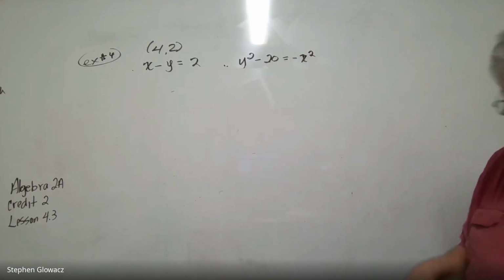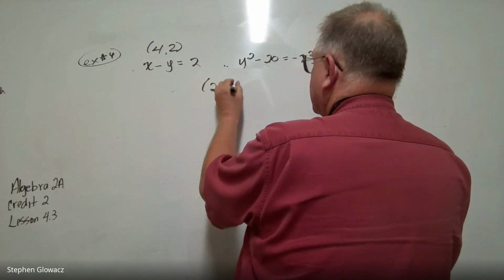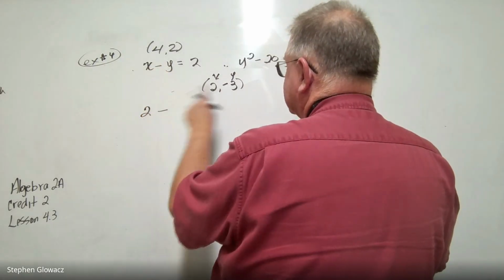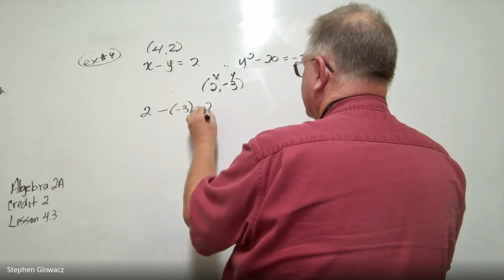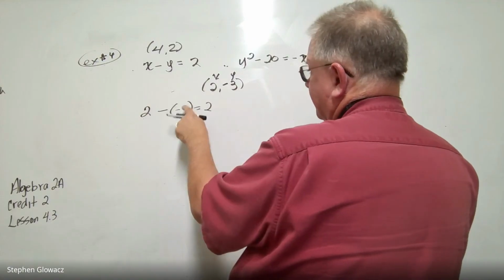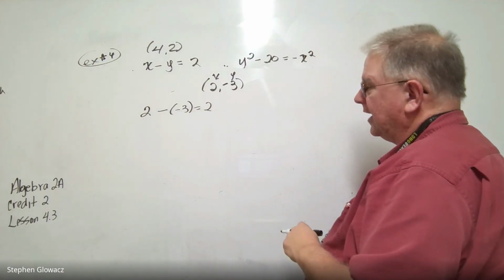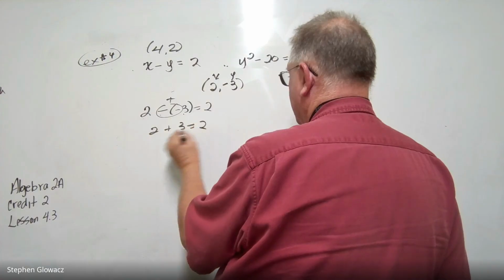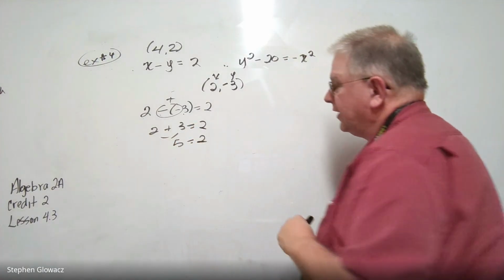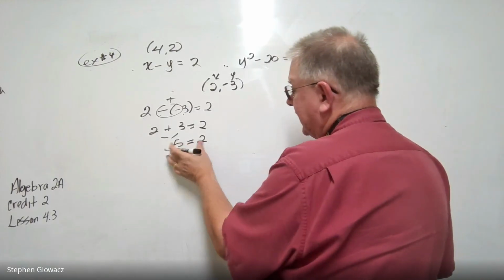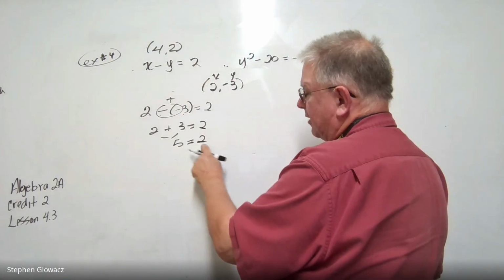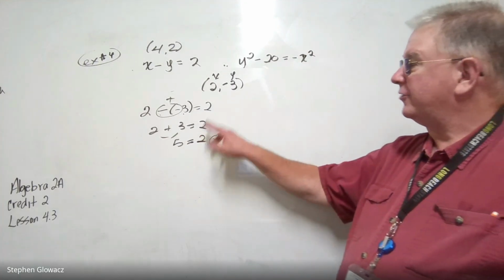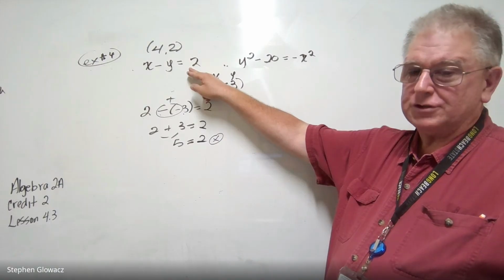Our next ordered pair is 2, negative 3. X is 2, y is negative 3. So we have 2 minus a negative 3. So we have 2 negatives there, a negative from the subtraction and a negative from the fact that y is negative 3. Remember, a negative negative becomes a positive. So we have 2 plus 3, which is 5. And here we don't have the same number. This is not a true statement. We don't have the same number on both sides of the equal sign. That is a false statement. And so we know that 2, negative 3 is not a solution to our first equation.